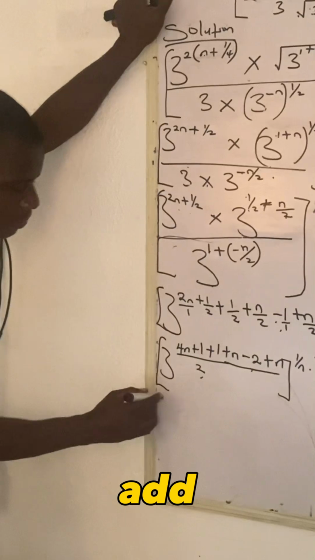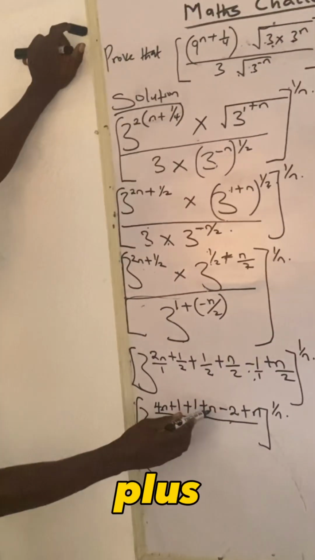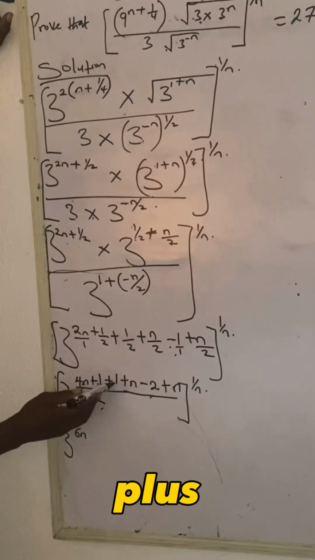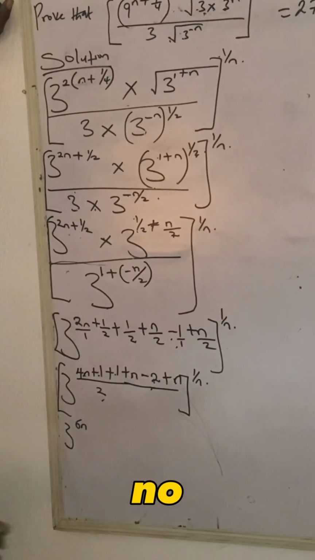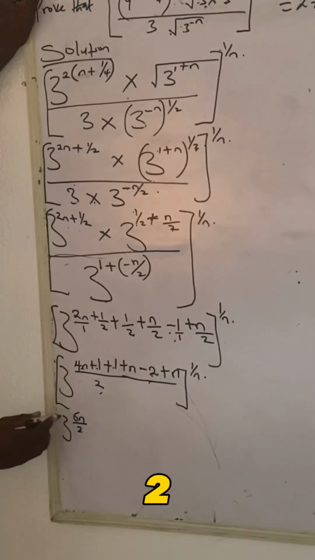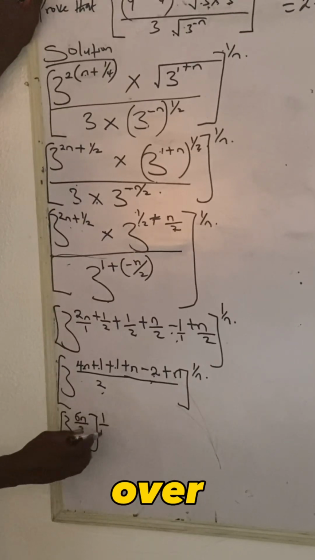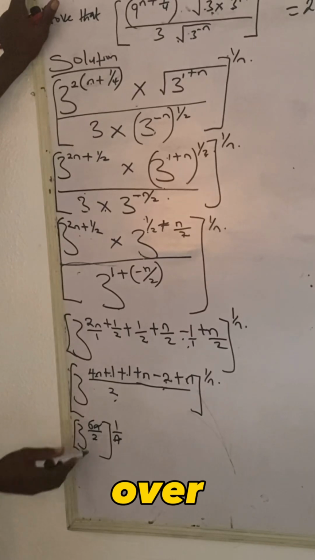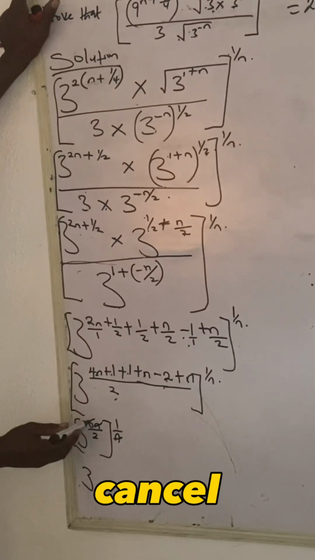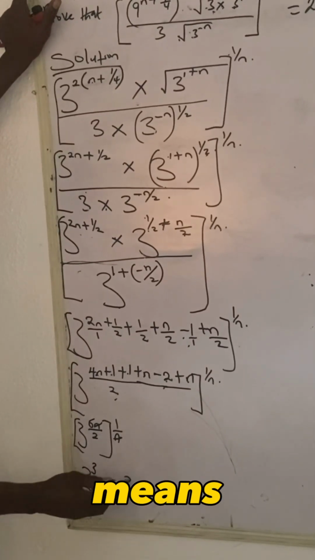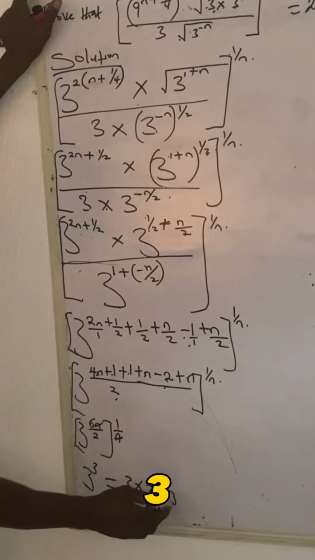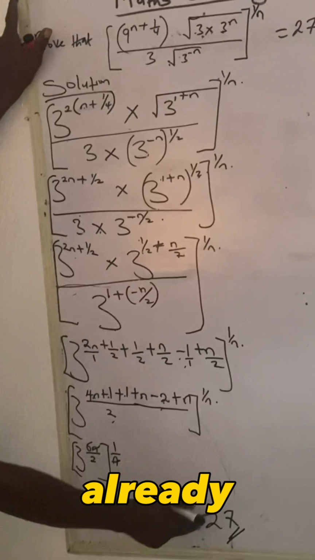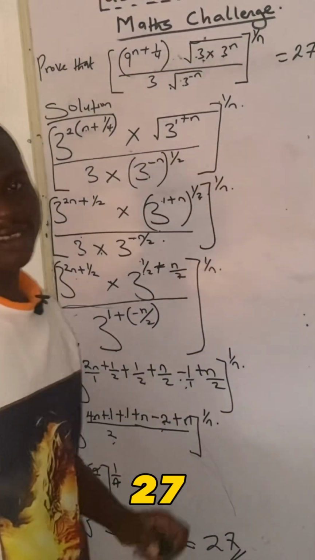So let's add them and see our answer. 4n plus n, 5n, plus n, 6n. So we're having 6. Let's go, 1 plus 1, 2. 2 minus 2, 0. There's no number there. Over 2, there's still 2, raised to power 1 over n. So this times n cancels n. You only have 6 over 2. So remaining, how many 2 can you say in 6? 3. So 3 raised to power 3 means 3 times 3 times 3. 3 times 3 times 3, 9. 9 times 3, 27. So we've proved this question is equal to 27.